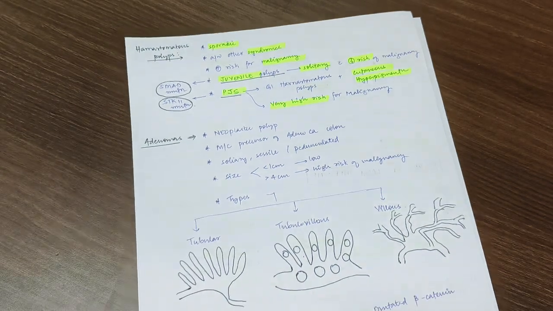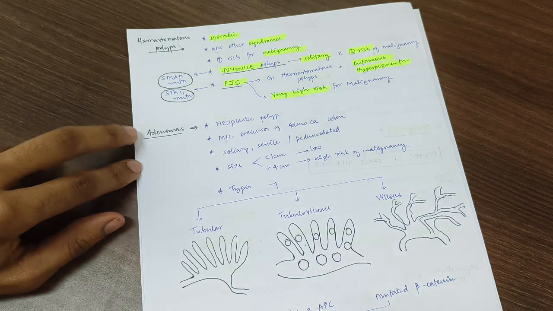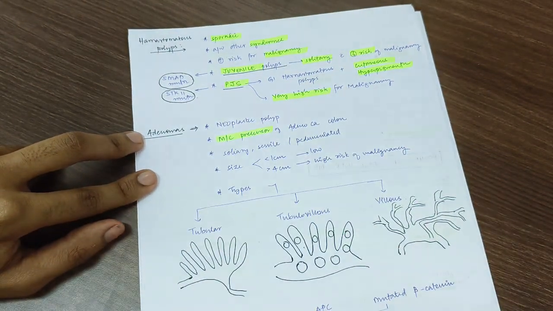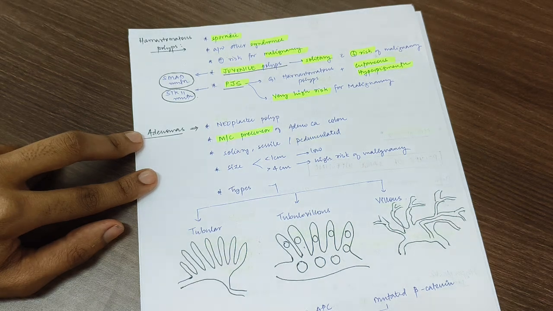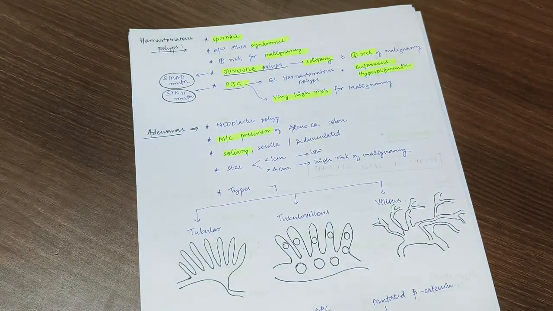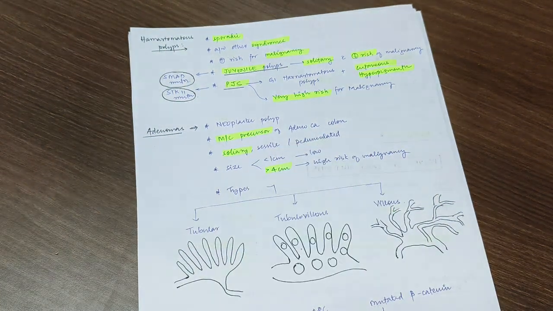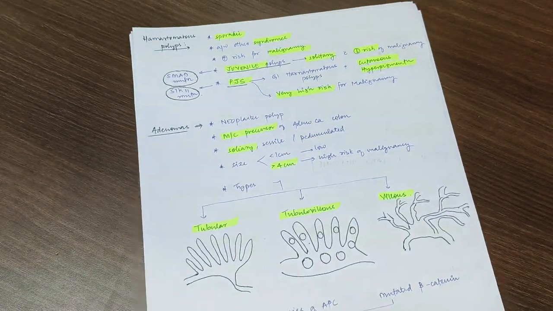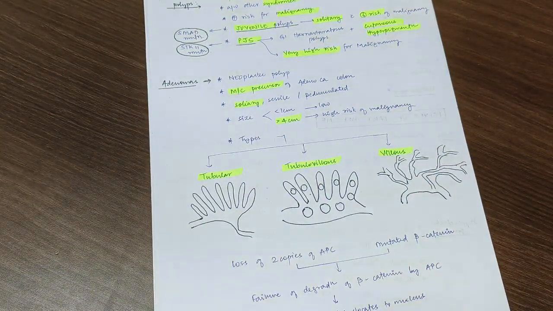Coming to the neoplastic polyps, you have only adenomas to cover here. Adenomas are neoplastic, as I have mentioned, and they are the most common precursor of adenocarcinoma colon. They are again solitary. They are sessile or pedunculated. If they are less than 1 centimeter, they have low risk of malignancy. If they are more than 4 centimeters, they have high risk of malignancy. What are the types? Tubular, tubulovillous, and villous. These are the three varieties of polyps.